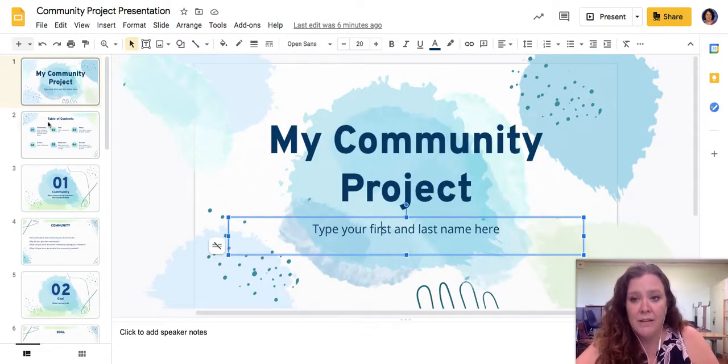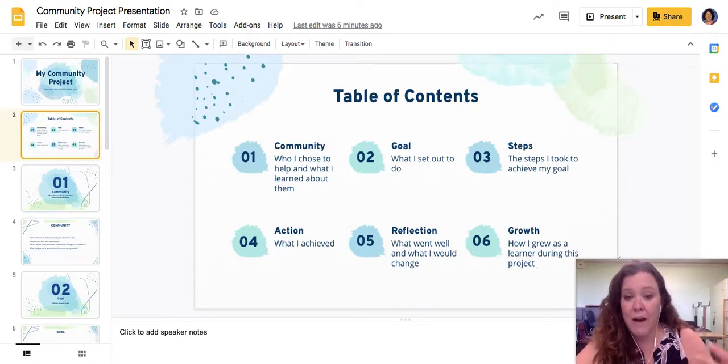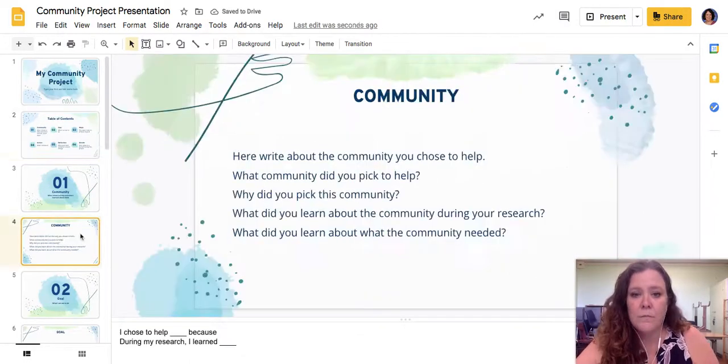Slide number 2 is the table of contents slide. A table of contents really helps your audience to understand what's coming up, how long the presentation will be, and it kind of helps the viewer organize their brain to know what to expect. So when you show this slide, you're not going to change anything here, but you would say something like, I will have 6 slides that I will talk about. I'm going to talk about my community, my goal, my steps, my action, my reflection, and my growth.